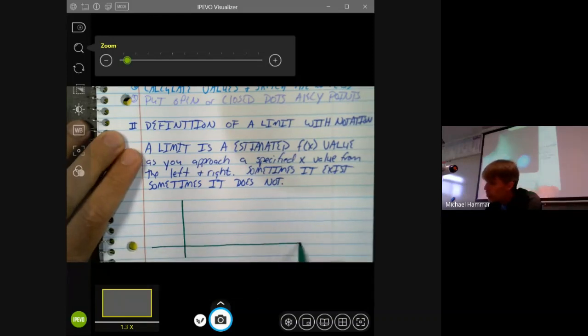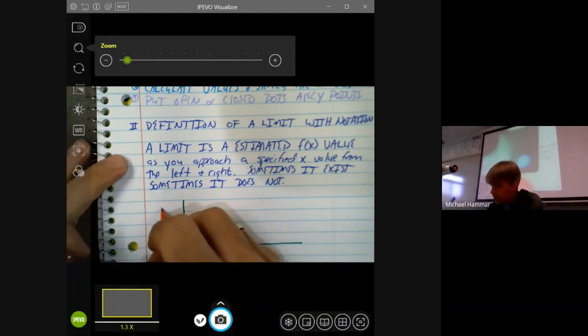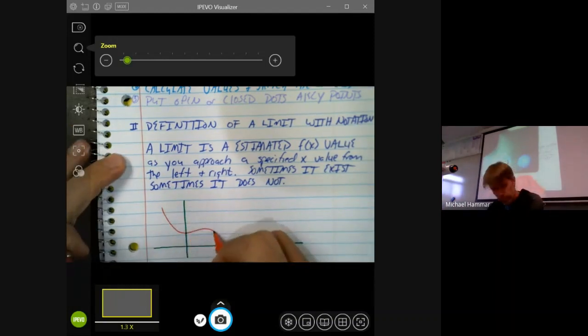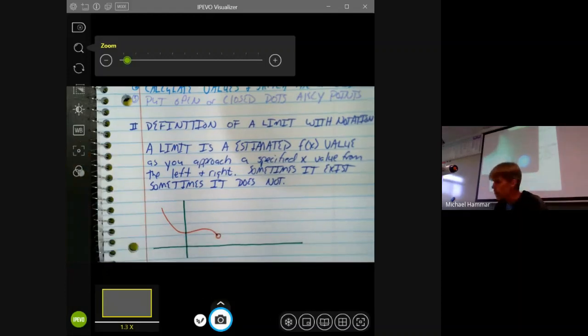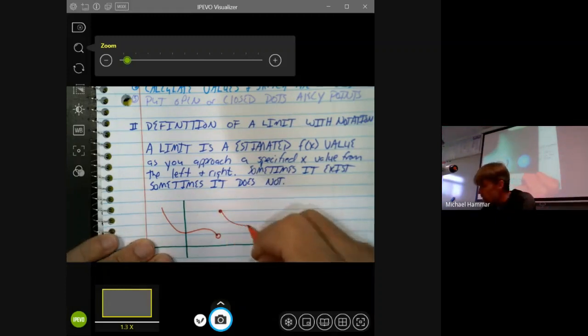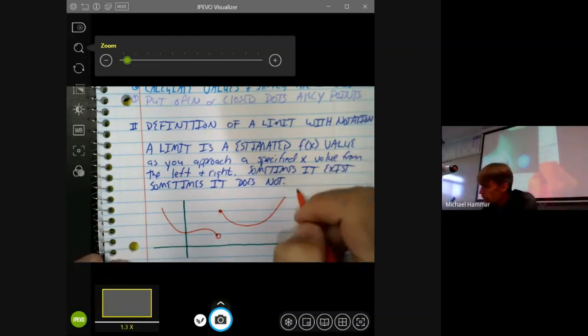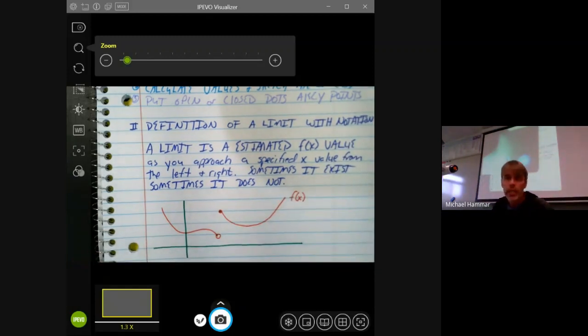It's going to go like this. I will use red to kind of draw the graph. So it's going to go something like this with an open dot right here. And then we're going to have a closed dot here, and it's going to go like this. Okay, so this is our function f of x. Okay, it's a very wonky looking function.